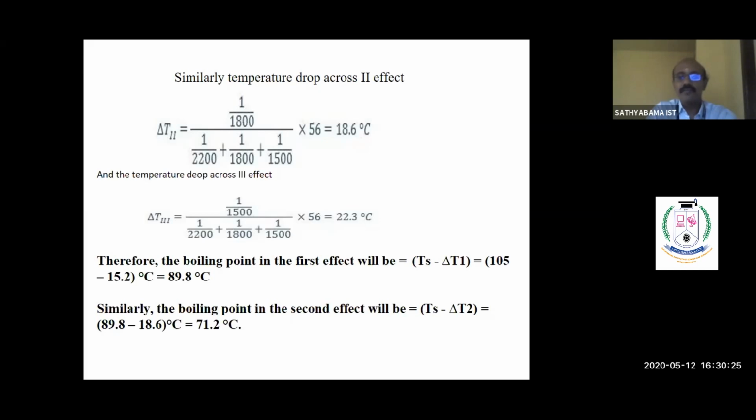Similarly, the boiling point in the second effect will be calculated by using this formula: Ts minus delta T2. Sorry, that is not Ts, that should be TL1 minus delta T2. So TL1 is equal to 89.8, which we have calculated in the previous step. So 89.8 minus 18.6, that is 71.2 degrees centigrade. So this is how we calculate the temperatures at which the solution will boil in the first effect and second effect. First effect Ts minus delta T1, and second effect it is TL1 minus delta T2.